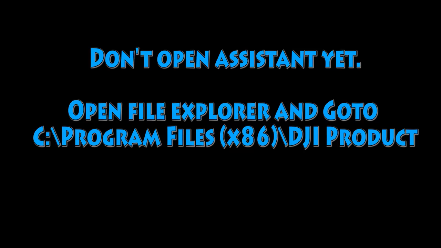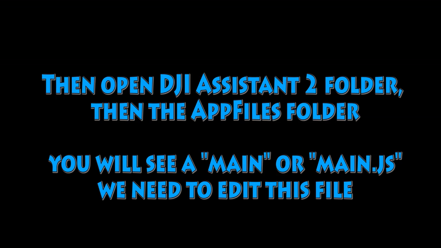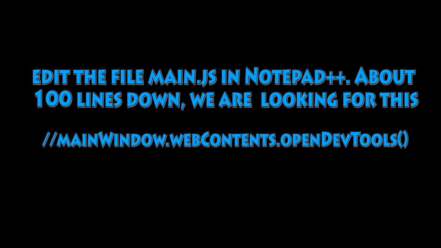We're going to open up a file explorer, and we're going to go to the program files folder, and then within that there's a folder called DJI product. Within that there's a folder titled Assistant 2, and then an app files folder. We're going to basically open all of those, and then we'll see a file called main or main.js. We're going to edit that file, and we're going to look for this command.